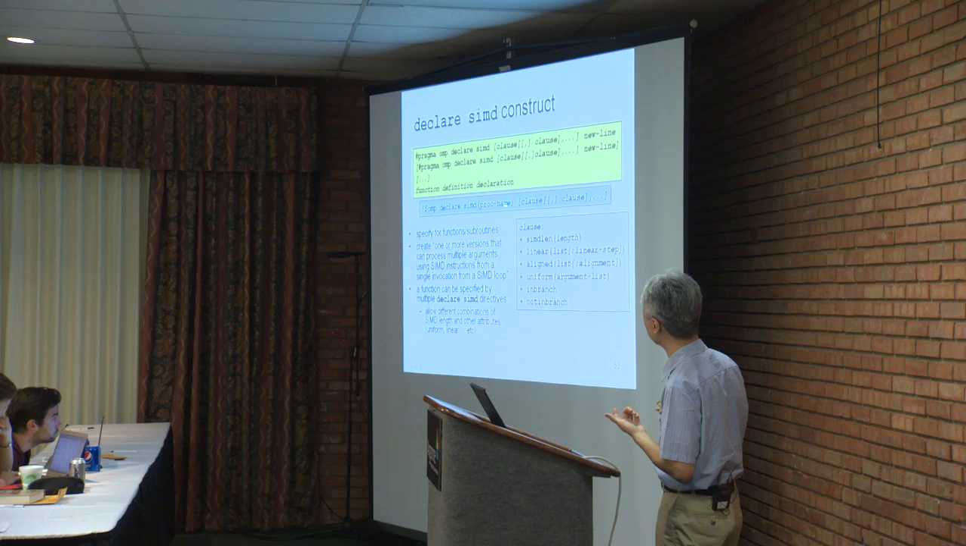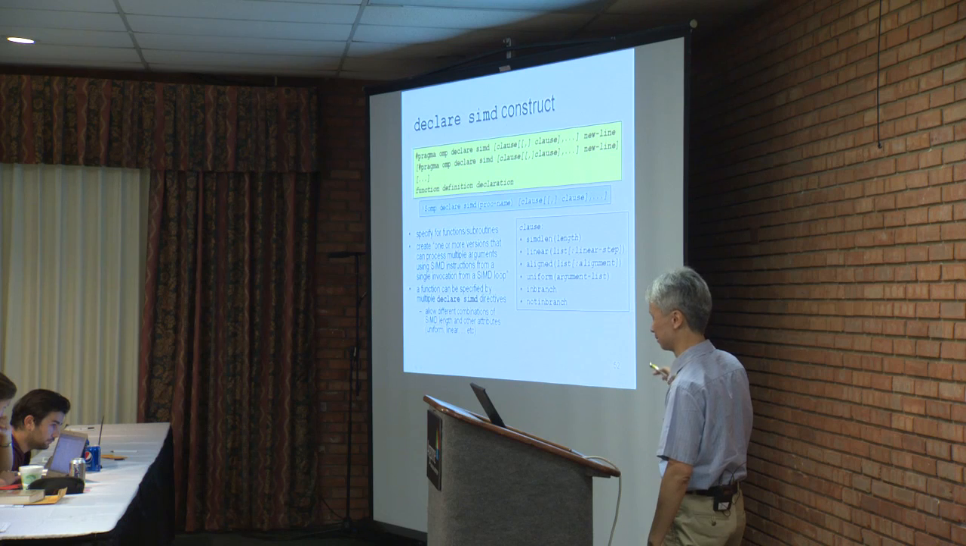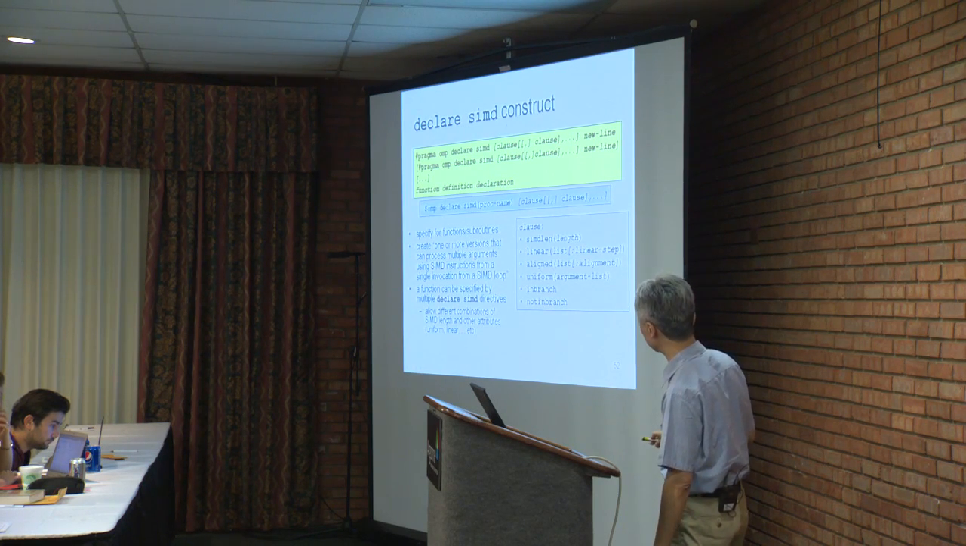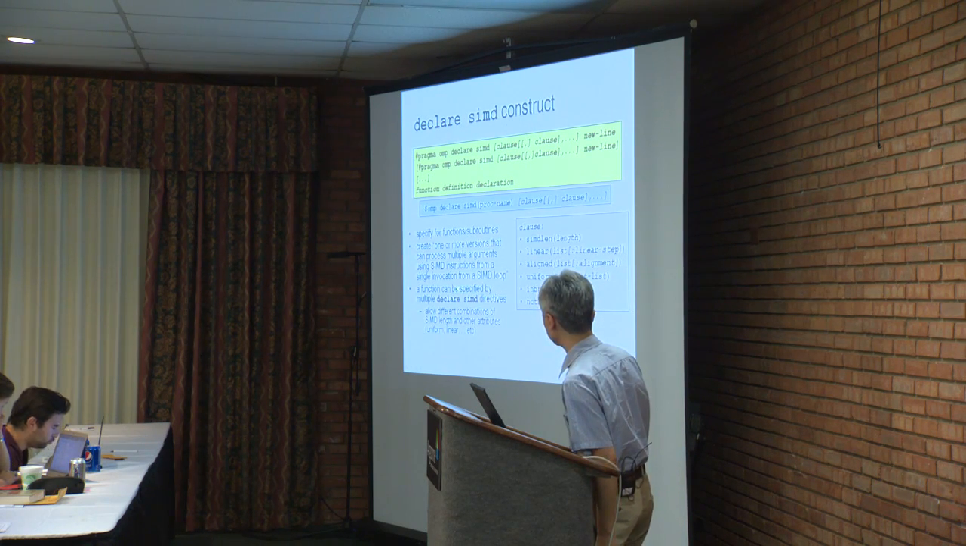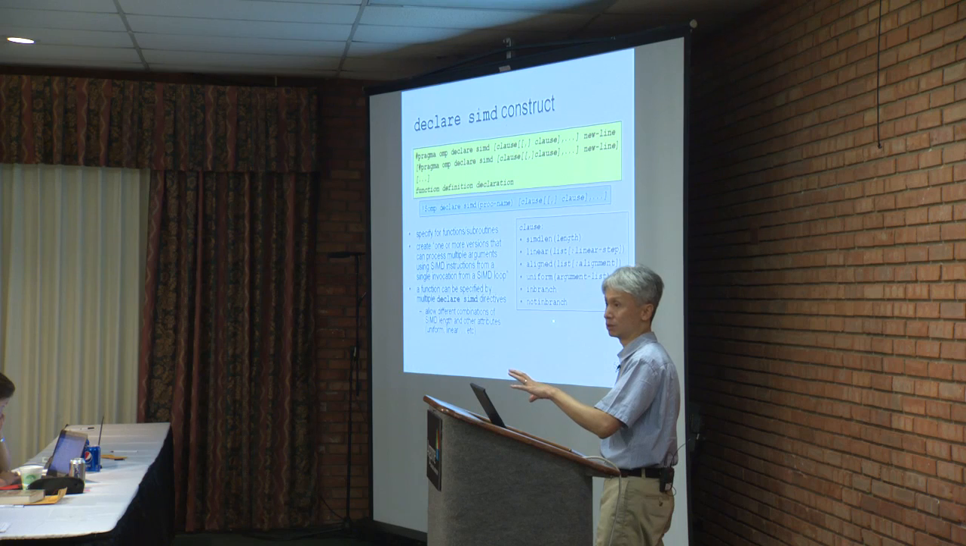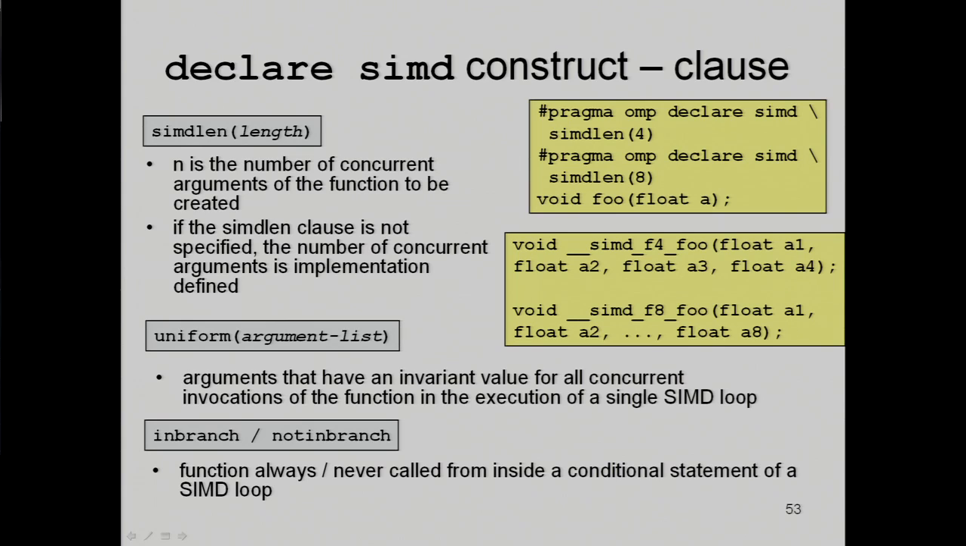Fortran is a bit different. In Fortran, you can encode the function name in here, and then you can specify quite a bit different in the function body. But anyway, the whole idea is to let the compiler know that I want to have a special version of this function. And I'll quickly go through the clauses and what those SIMD length means. This is what you want to have for the vector version of the function.